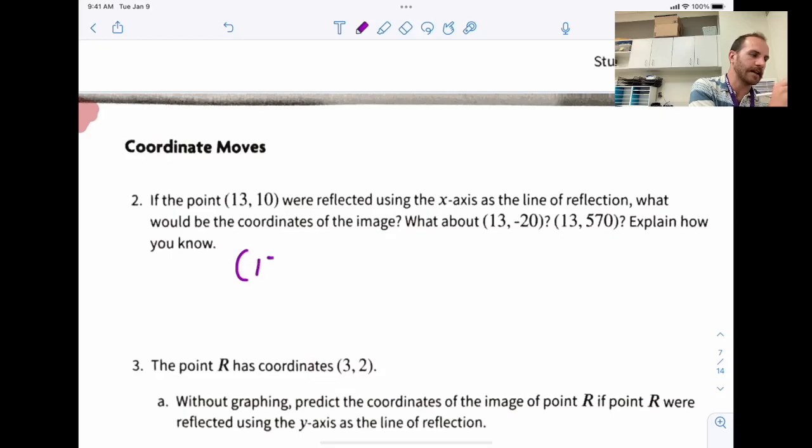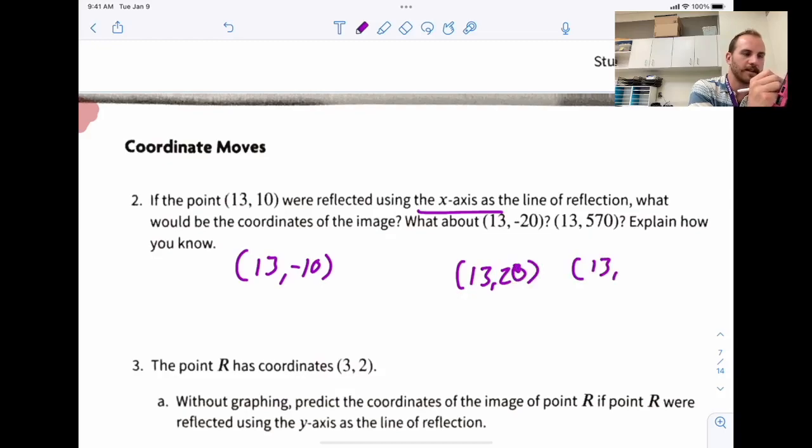Well, if 13, 10 were reflected across the x-axis, it would become 13, -10. If you wrote that, great work. Good job. 13, -20 becomes 13, +20. And 13, 570 becomes 13, -570. Not too bad, huh? Not too shabby. Okay, great.